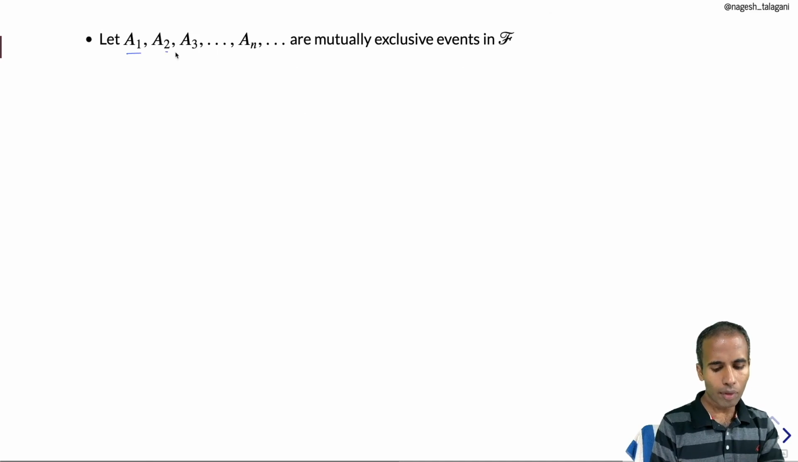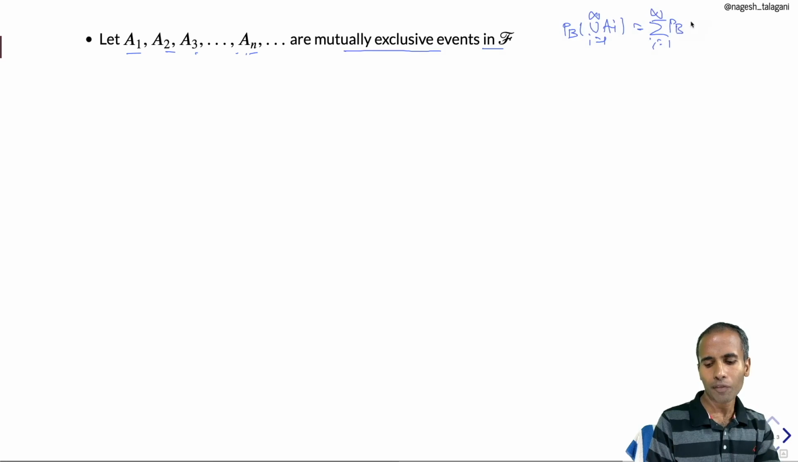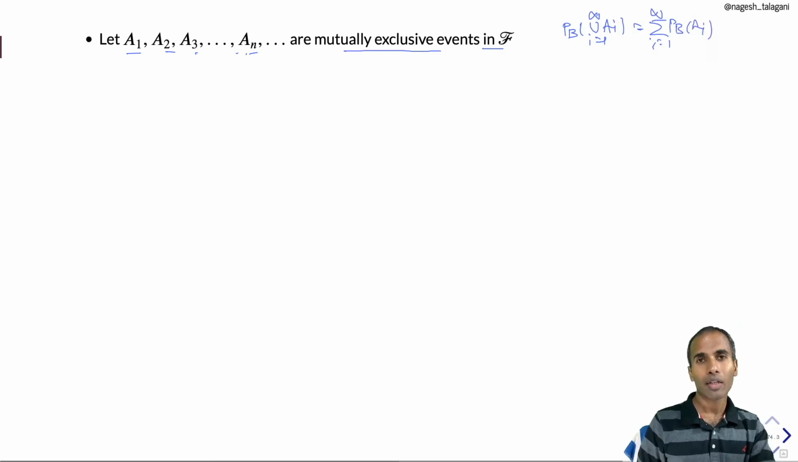Now let us verify axiom 3. Let A1, A2, A3, and so on be a countable collection of mutually exclusive events in the event space. Then we need to show that P_B of the union over i from 1 to infinity of A_i is the same as the summation over i from 1 to infinity of P_B(A_i). If you can show this, then axiom 3 is verified.